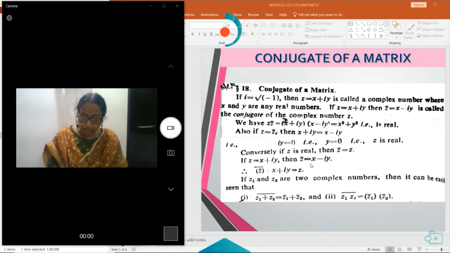So z into z bar is equal to (x plus iy) into (x minus iy). After multiplication, it gives x square plus y square, where there is no i. It is a pure real number. So z into z bar is equal to x square plus y square, which is real.